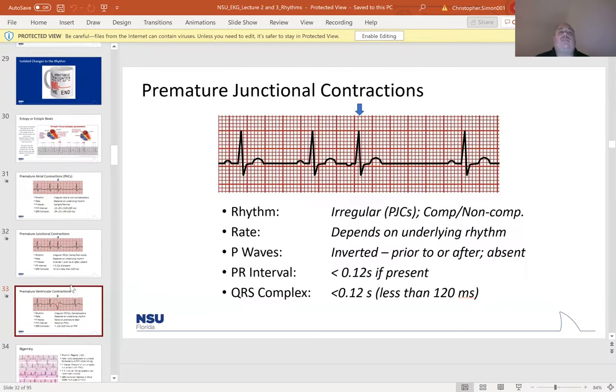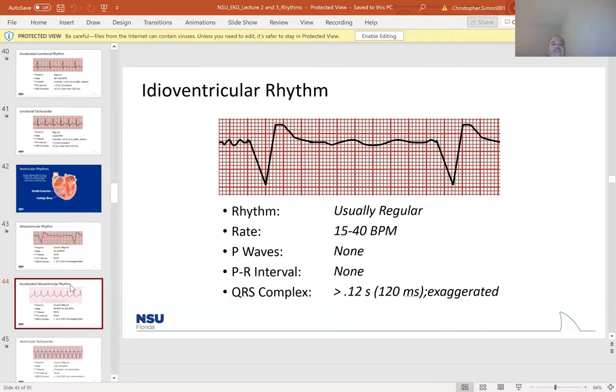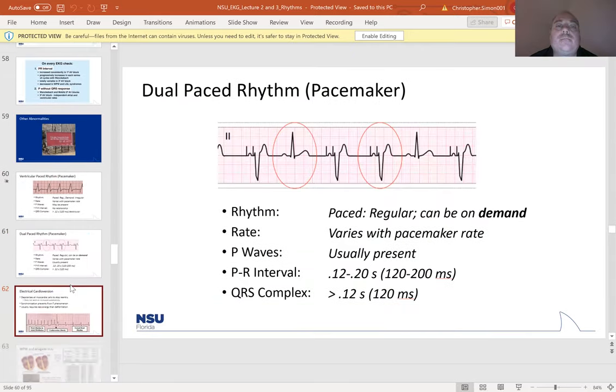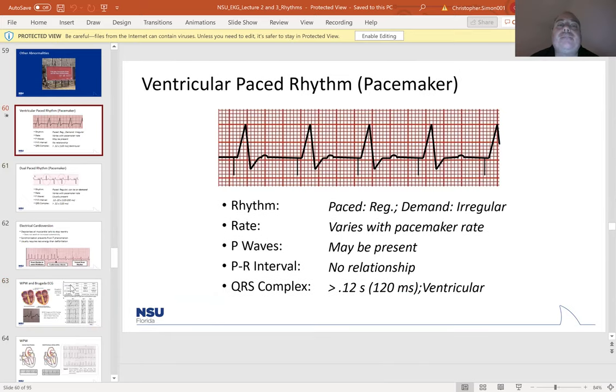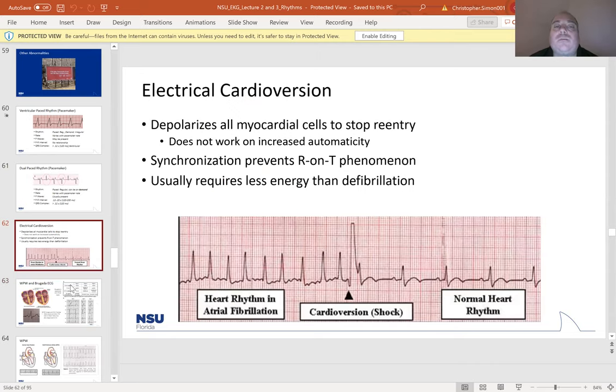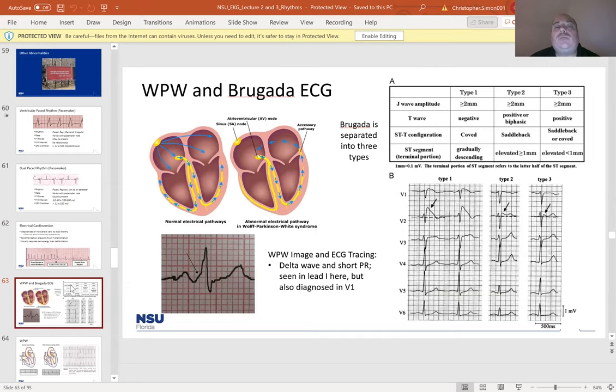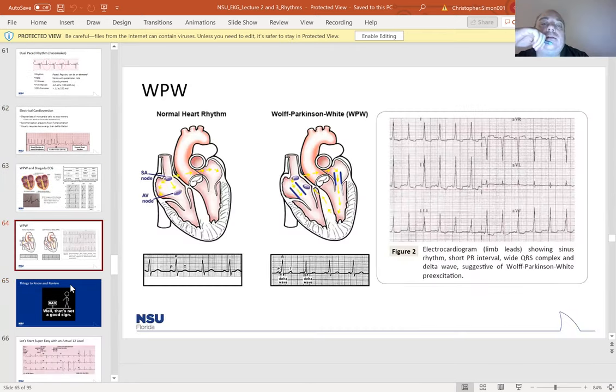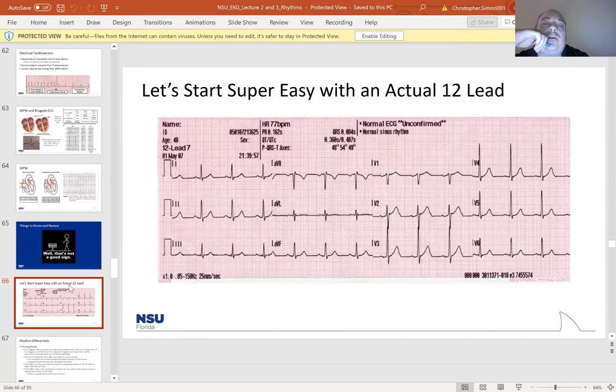So now we just need to talk about something called WPW, Wolff-Parkinson-White syndrome. Oh, we got to talk about pacemakers too. I guess we could talk about cardioversion. All right. So Brugada is a thing, but we're going to get into Brugada when we talk about 12 leads and ischemia, because you got to really know how to look at a 12 lead to understand Brugada. We haven't looked at 12 leads yet, so we're going to hold off on Brugada for right now. But what we will do is look at WPW and pacemakers, and we'll just explain what cardioversion is real quick.